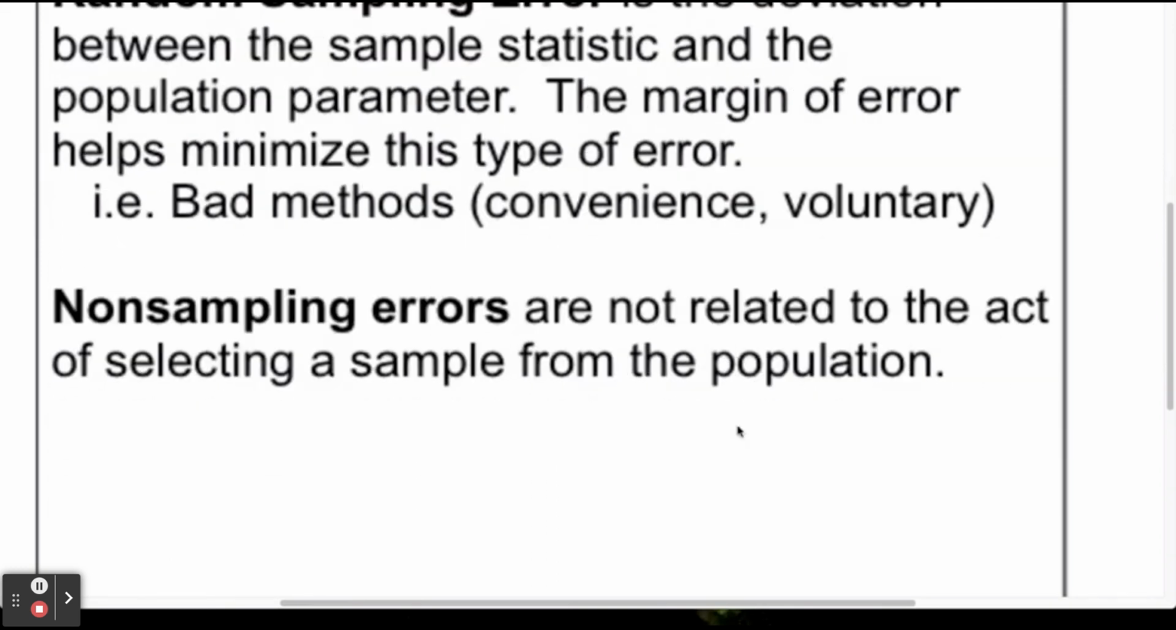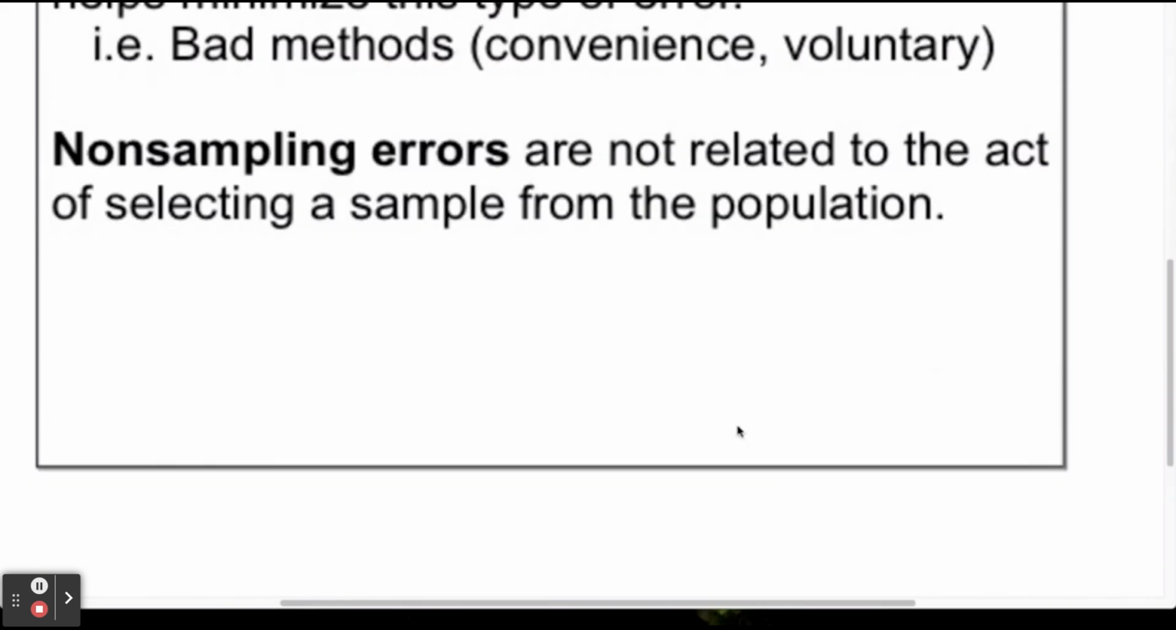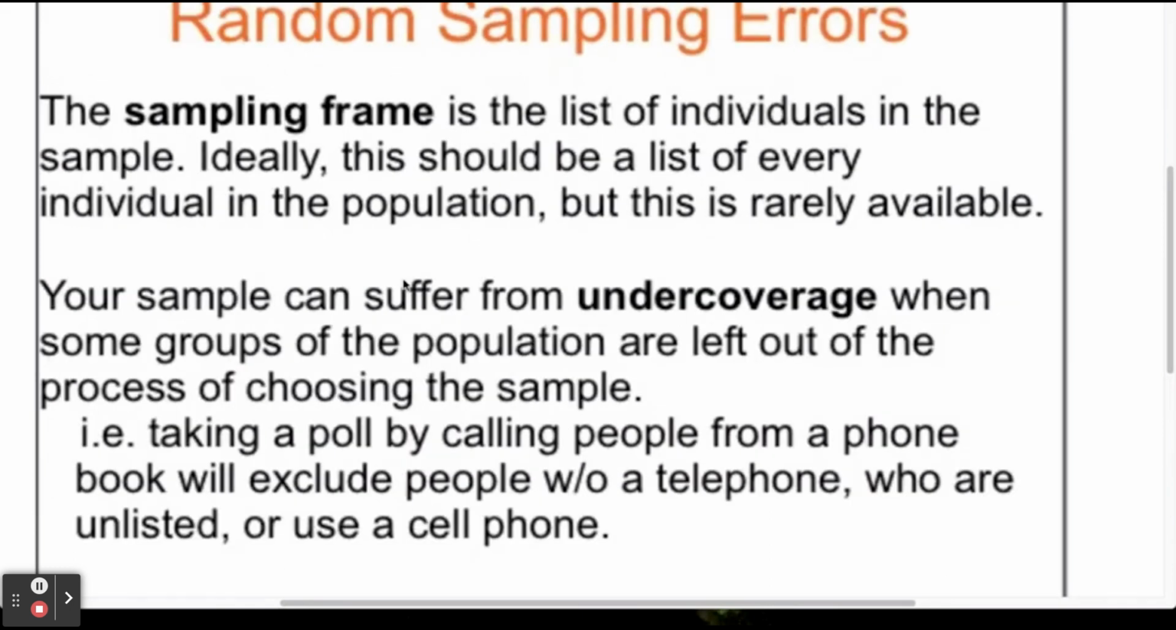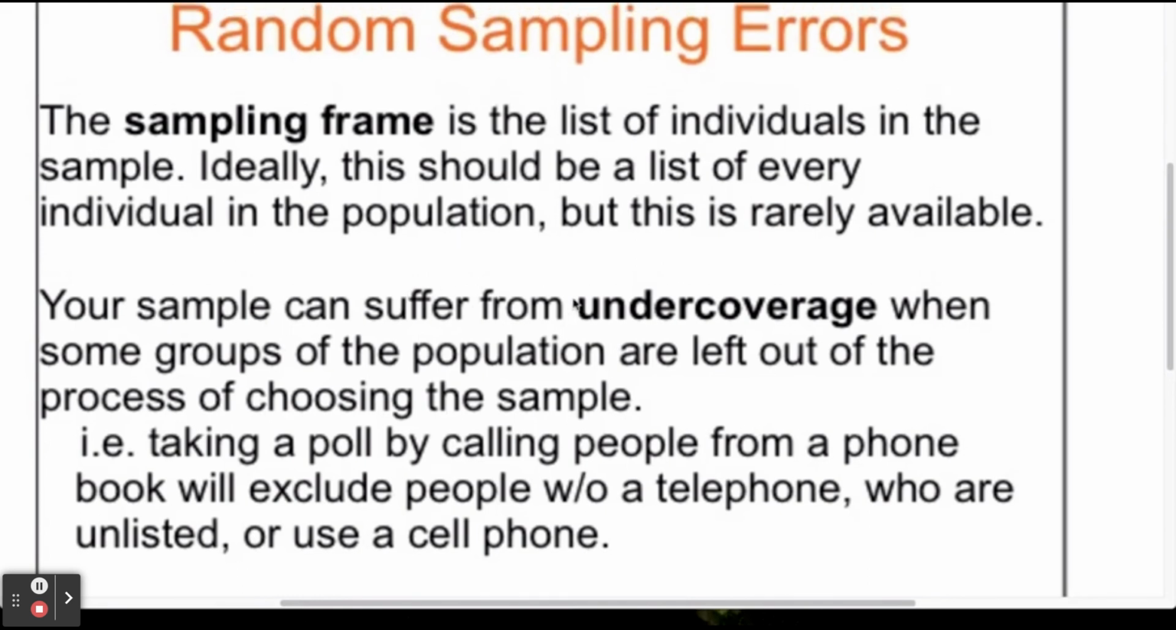But then there are a few different types of non-sampling errors. Non-sampling errors are not related to the act of selecting a sample from the population. A sampling error would be something where you have more control over it, because you selected the sample. So it's an error with how you selected it. But then there are non-sampling errors, which we're going to go over throughout.